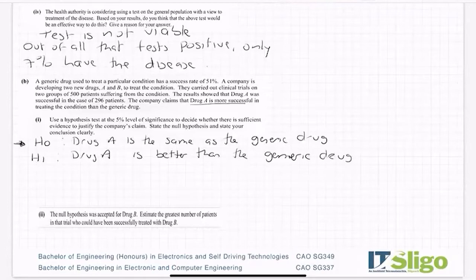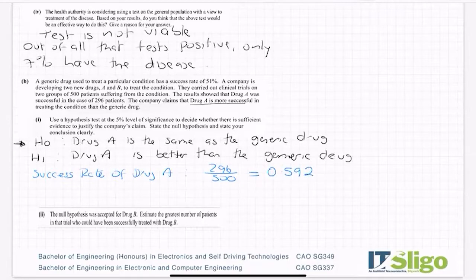Therefore, I'll just change to blue for this part. The success rate of drug A is 296 over 500. And if I convert that to a decimal, it's 0.592. So a bit more than 50%.